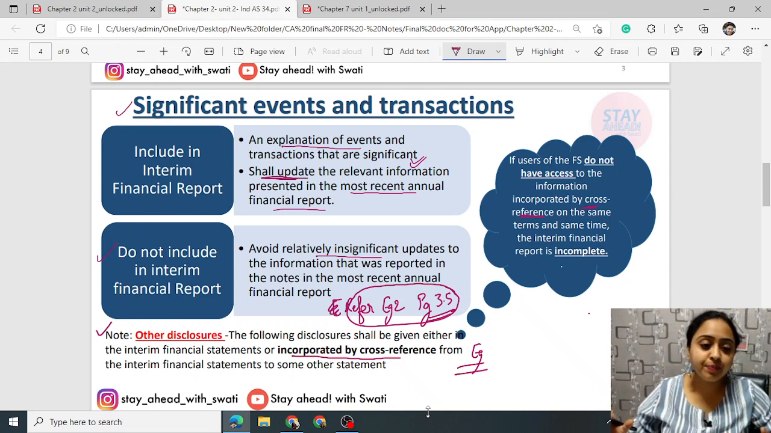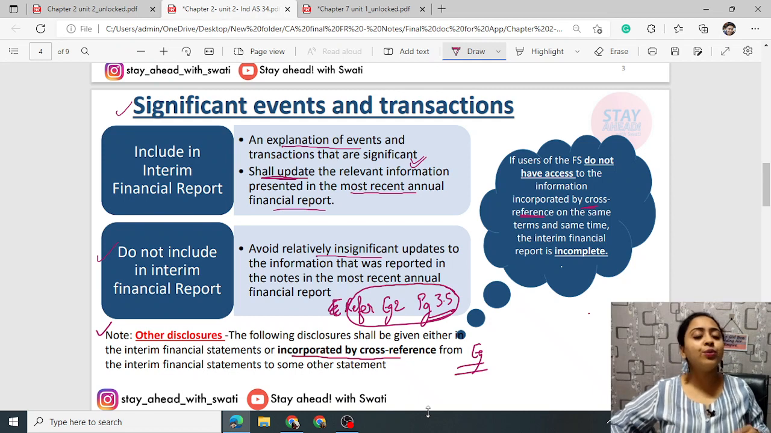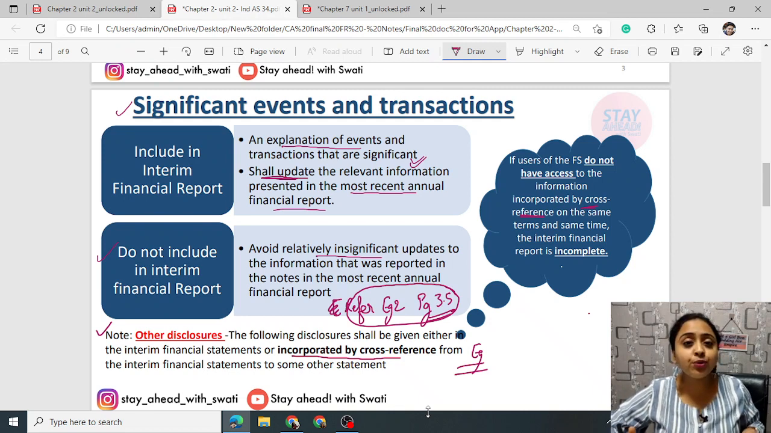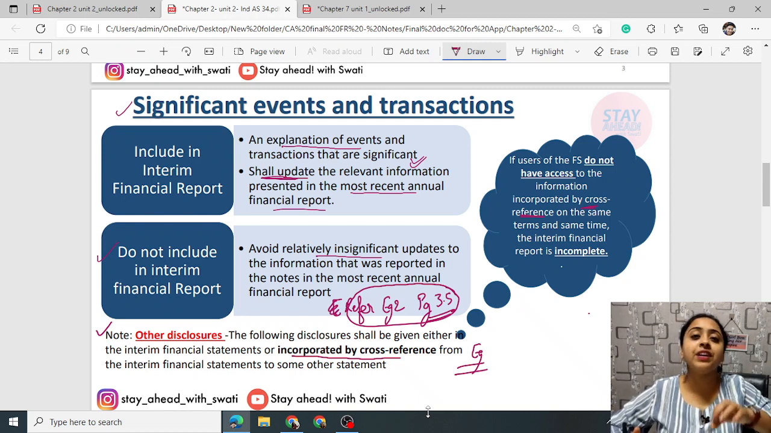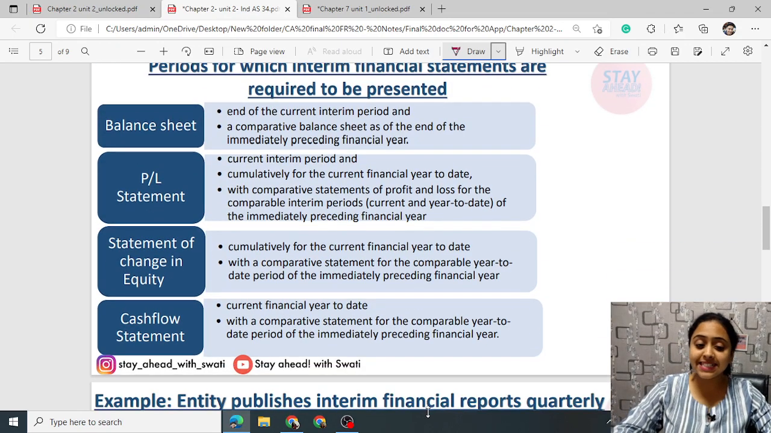Are you clear? This is a very simple point, but a very important point. While preparing financial statements, you have to keep in mind, for example, if you are referring to any previous annual statements and you know that the user will have access to the annual financial statements, then you can surely go for cross reference. If you know that these annual statements might not be available, then you need to simply present all those facts, figures and information in the particular interim financial statement itself. I hope I am clear.